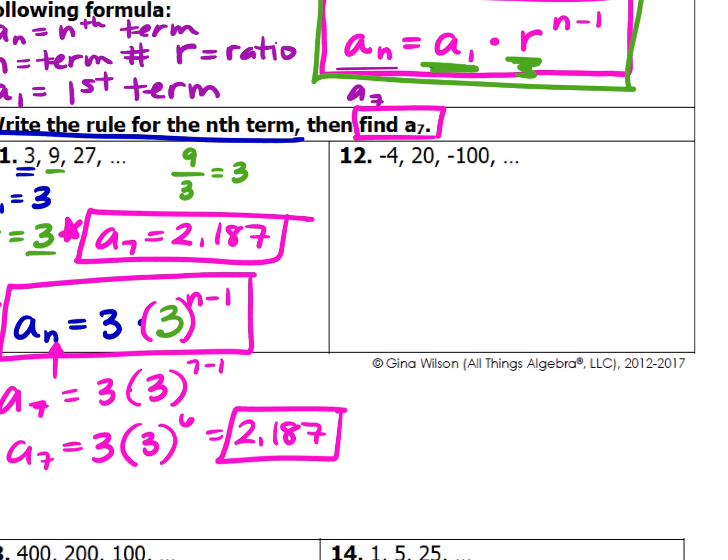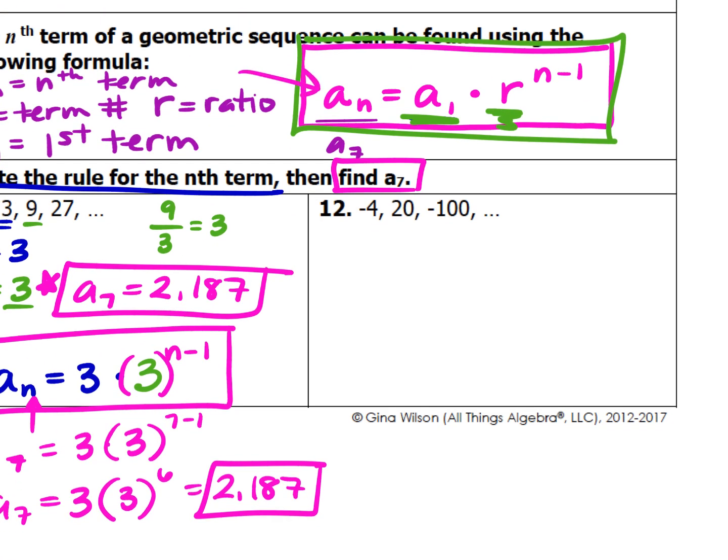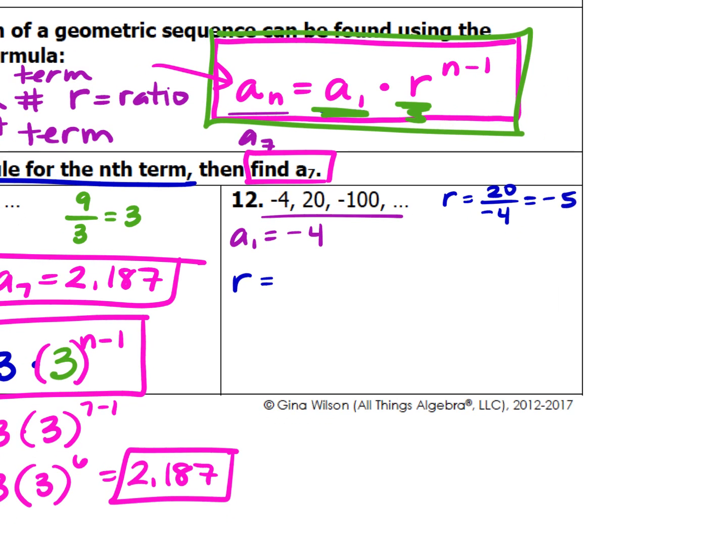Let's think about the pieces we need from this setup. Can you tell me a sub 1 for this sequence? -4. It's your first term. So a sub 1 is -4. Can you tell me r in this sequence? -5. R is going to be 20 divided by the previous term. So 20 divided by -4 is -5. So r is -5. Okay, so we have our a sub 1 and we have our r. Those are really the things you need to be able to plug in to this formula up top.